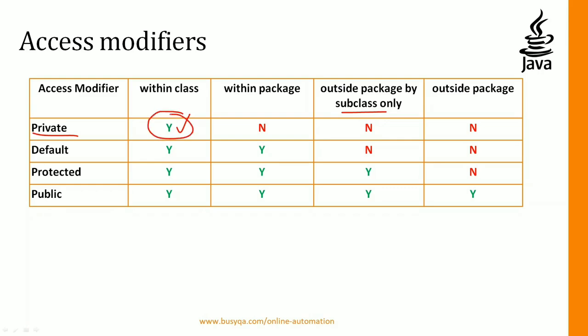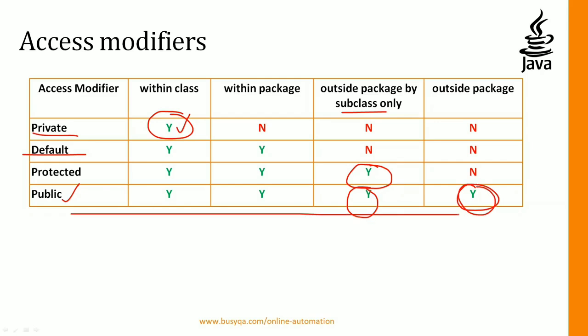The rest are not possible. If I say default, within the class and within the package I can access, but outside of the package we cannot. If I say protected, within the class and within the package we can access, and outside of the package also, but only through a subclass. Subclass means extends; directly it is not possible. And if I say public, within the class we can access, within the package we can access, outside the package by using the extends keyword we can access, and without the extends keyword also. So everywhere everything is possible by using the public access modifier.